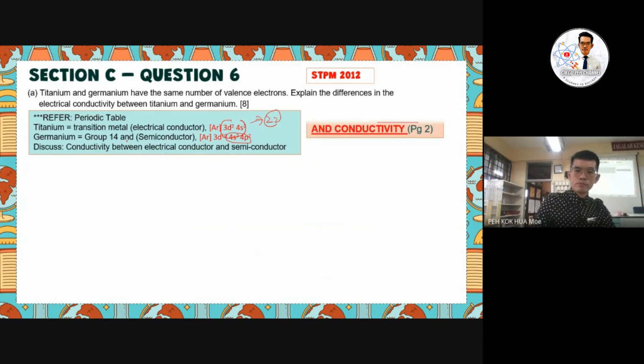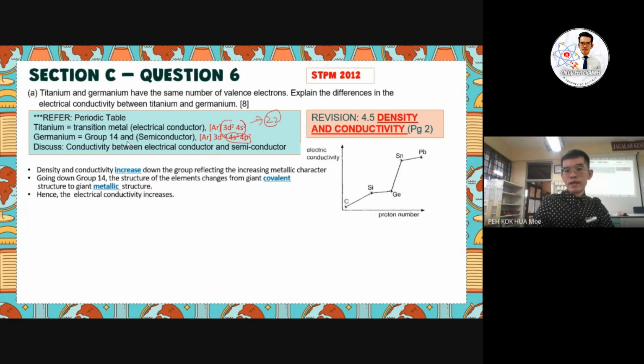You just have to modify the notes from section 4.5, density and conductivity, page 2. Let us discuss together what you already learned and how we can relate the info from your notes to this question. Density and conductivity increase down the group, reflecting the increasing metallic character. But here we don't discuss this. Going down the group from carbon to lead, the element changes from giant covalent to metallic structure, so the conductivity will increase.